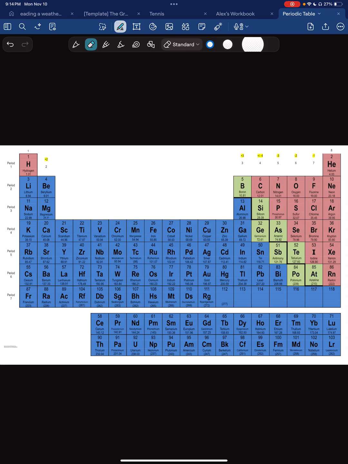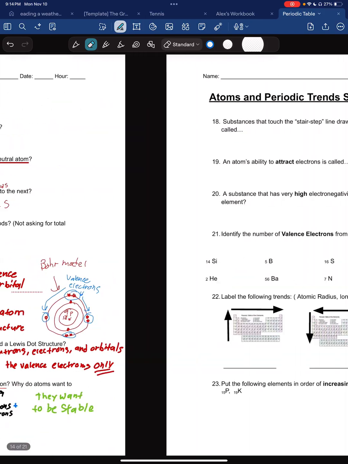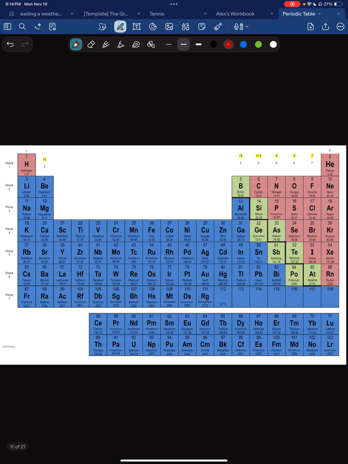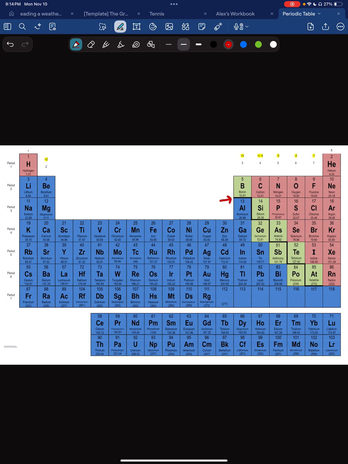So what we have here was substances that touch the stair step here, okay? These substances, and you can see this black line right here that's making a stair step, so it goes like this, right? That is your stair step. That's what it's talking about in this question. So all of your, in this picture, they're all the yellow ones, okay? And on your black and gray copy, this is your light colored gray. I would label these, okay?